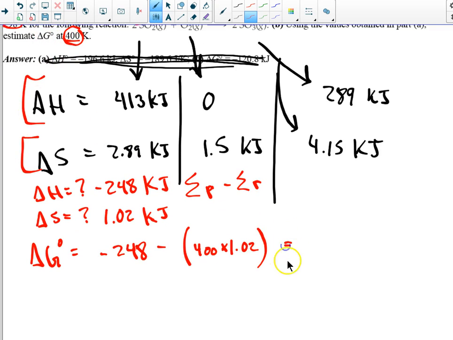All right. So now, what does this end up being? Negative 657, you multiply instead of subtracting. Negative 6.